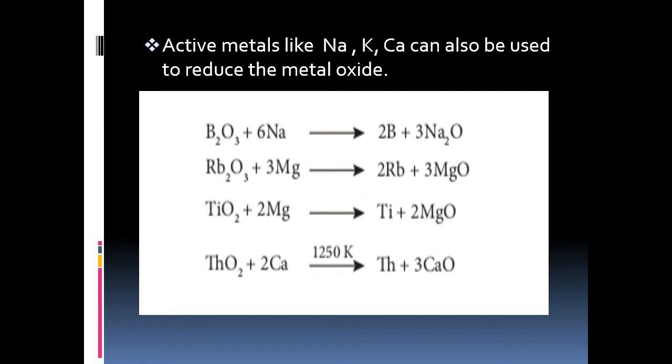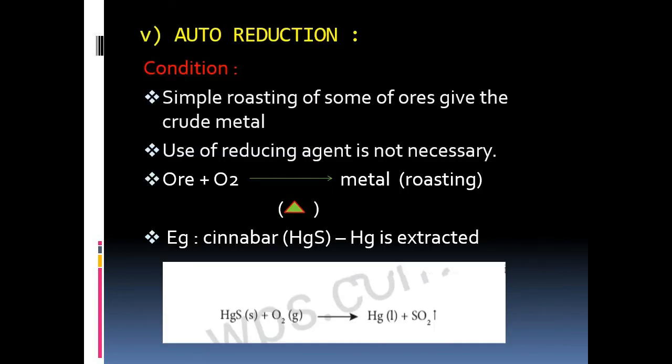Then the fourth equation, thorium oxide in presence of 2 moles of calcium. We have to heat this around 1250 Kelvin temperature. It separates thorium and calcium oxide separately. So students, in this process, if you are using metal to convert metal oxide into its metal, a lot of heat will be generated. This is very important here. Please remember it.